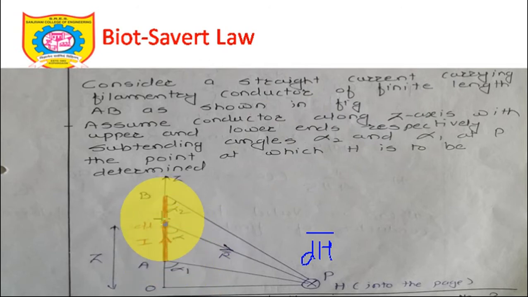So this conductor is oriented along the Z axis, with the upper and lower ends respectively subtending angles alpha 2 and alpha 1 at the point P, the point at which H bar is to be determined. The lower end of this current carrying conductor is making an angle alpha 1. Remember one thing, this is very important to solve the numericals. Whenever we have a current carrying conductor like this, the current starts from this point and terminates at this particular point, since it is the length of the conductor.